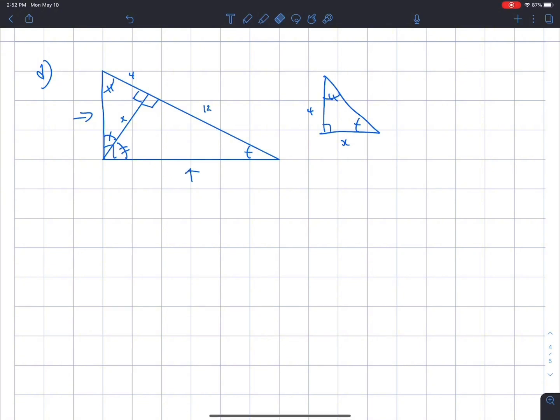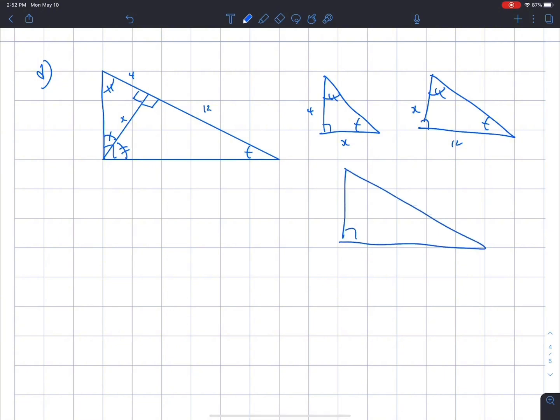The second smallest one is this one. Again, I'm just going to draw it like that, so it's more comparable. So 90 and angle 1 is 12, and 90 and angle 2 is x. And I think that's it. I don't even need the biggest one, but I don't really need it in this case. So that's 4 plus 12 is 16.